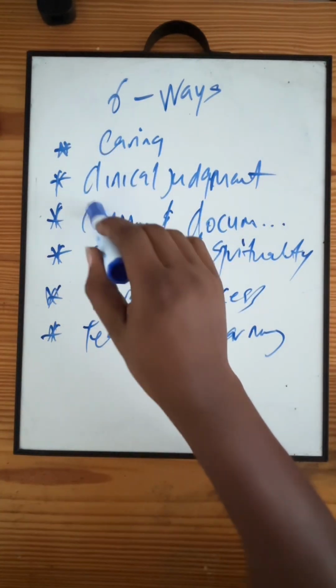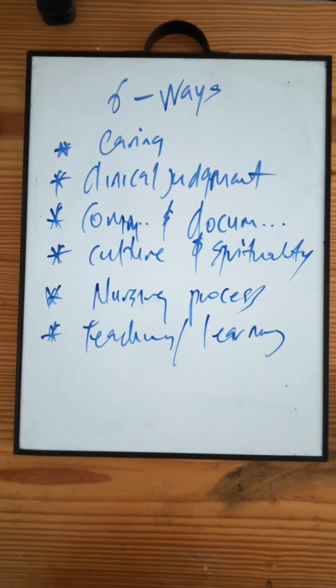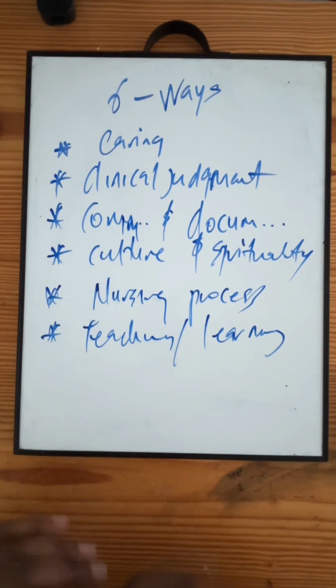Okay, 1, 2, 3, 4, 5, 6. These are the areas, right? Six ways. Once you are able to master this concept, you are going to beat the exam. I'm telling you, you are definitely going to beat the exam. Now, next session, I'm going to make sure we break down some questions whereby you know what is a caring question, a clinical judgment question, communication, documentation question, right? Culture and spirituality question, nursing process question, teaching and learning question, so you can see samples of the questions.